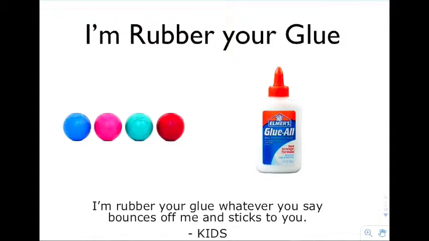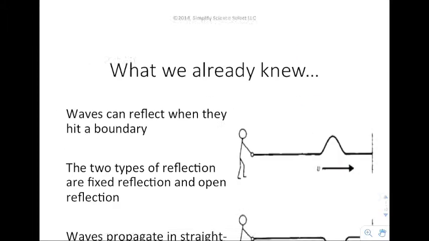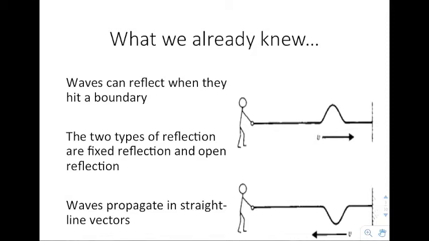Welcome to the third presentation in Unit 6 entitled I'm Rubber, You're Glue. So it says I'm rubber, you're glue, whatever you say bounces off me and sticks to you. So the learning goals are that students be able to identify reflection, refraction, and diffraction at a boundary and give everyday examples of each. So here's what we already know.